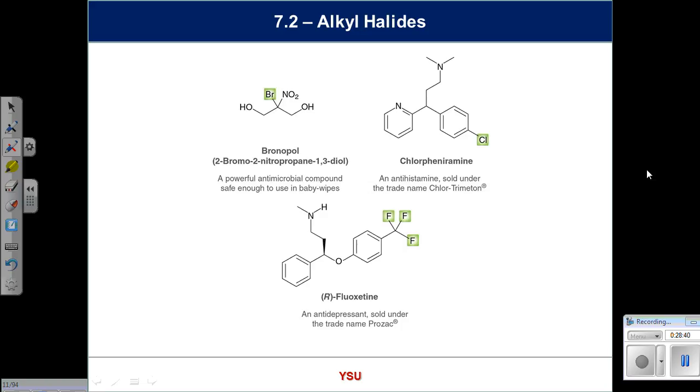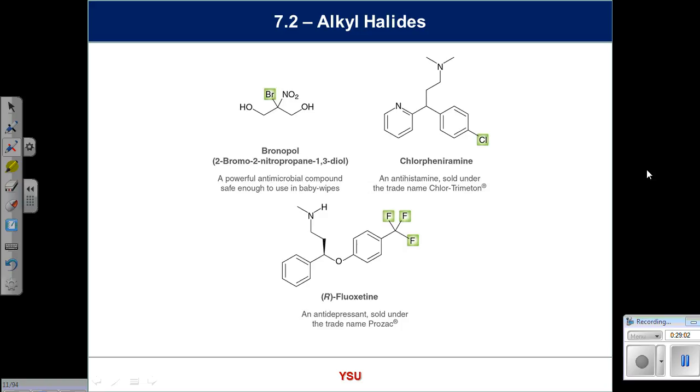What's on your frying pan? Does anybody go in the kitchen these days, or is it all McDonald's? What's on the frying pan? What's the coating on a frying pan? Teflon. That's an alkyl halide. We'll see that a little bit later. The other one is on your house, right? Vinyl siding is an alkyl halide. And those are produced in large quantities, and because they're not natural compounds, they're difficult to get rid of.